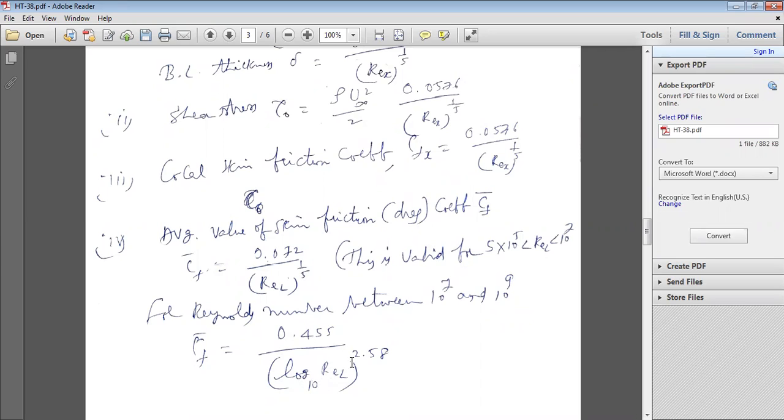Log REL to the base 10 to the power 2.58. That's why you must remember the formula by calculating and practicing a number of problems. Otherwise, sometimes it may be given in the problem, or sometimes you are supposed to take these formulae from the data books. About 90% of the formulas may be available in the heat transfer data book. All of you verify and purchase the data books and practice, from now onwards, how to note down the data from the data books. That is very, very important.